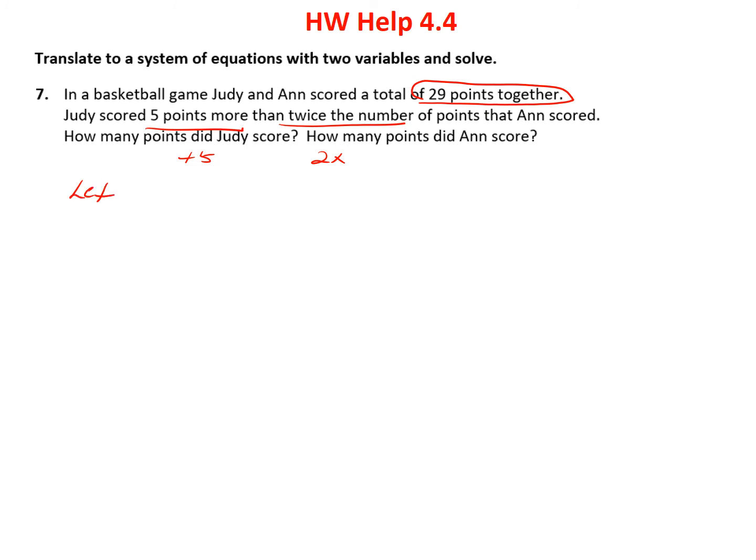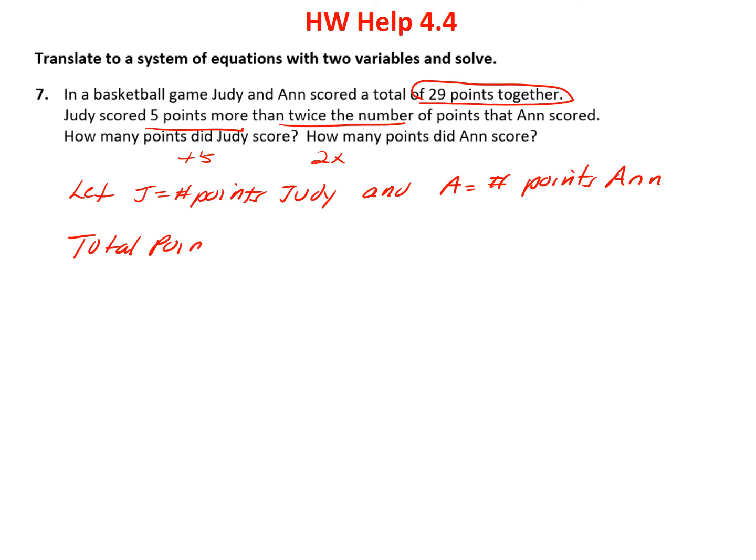I'm going to let J equal the number of points that Judy scores, and I'm going to let A equal the number of points that Ann scores. Now, first of all, we have the total points. So we know that J plus A adds up to 29 points. But then we have the relationship. And as we noted, Judy equals 5 more than twice the number. So she's 2 times A plus 5.